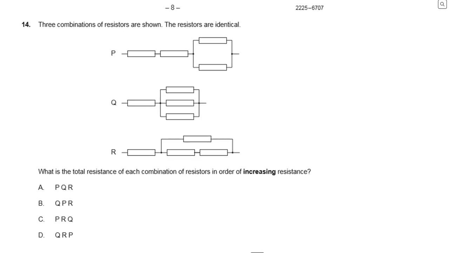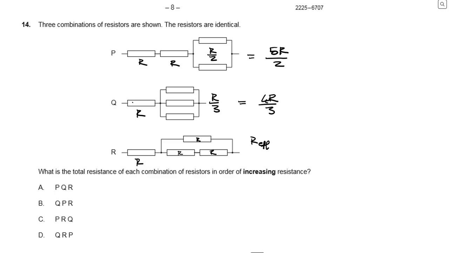Three combinations of resistors are shown. The resistors are identical. Okay, so what we have is R, we have R, and we have R over 2 here. R over 3, so that is 4R over 3. This is 2R, 4R over 2, 5R over 2. And then here we have R, we have R, and we have R. Let's calculate this.